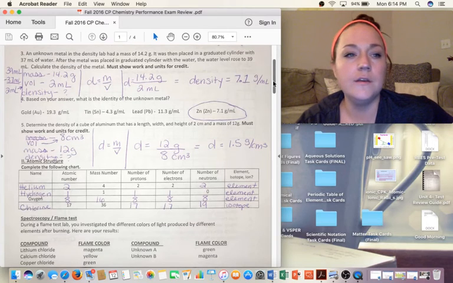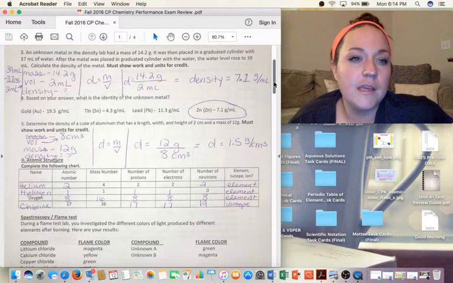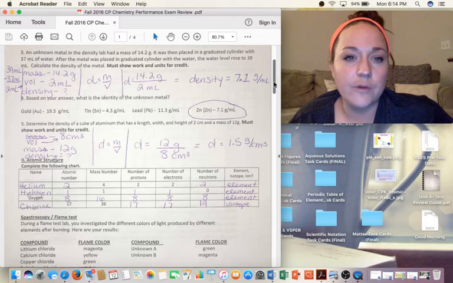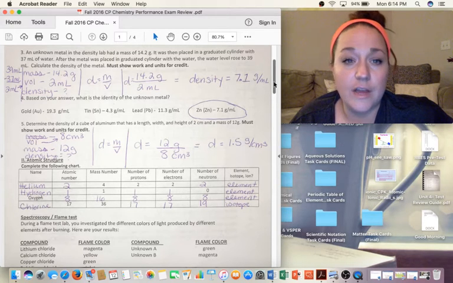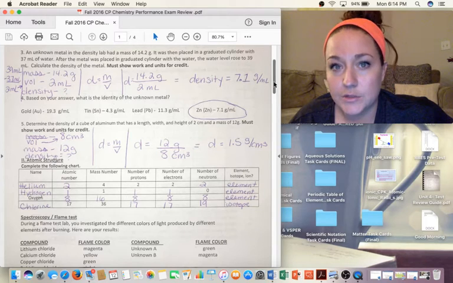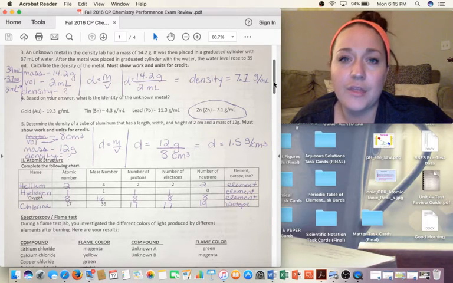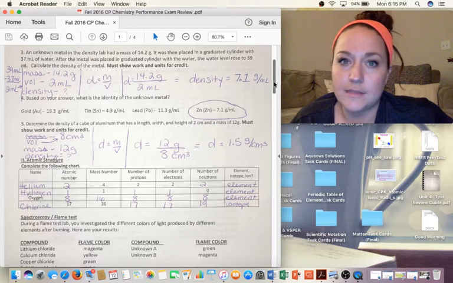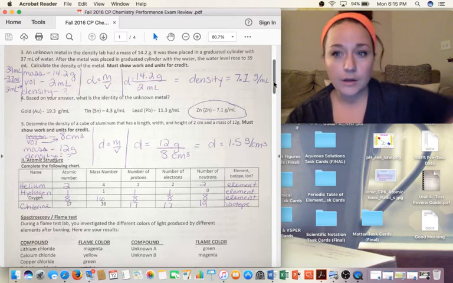All right, so question number 3. An unknown metal in the density lab had a mass of 14.2 grams. It has then been placed in a graduated cylinder with 37 milliliters of water. After the metal was placed in the graduated cylinder, by this point in chemistry, you should know exactly what a graduated cylinder is, the water level went from 37 to 39 milliliters. That's important to catch. So calculate the density of the metal. You must show your work for full credit.